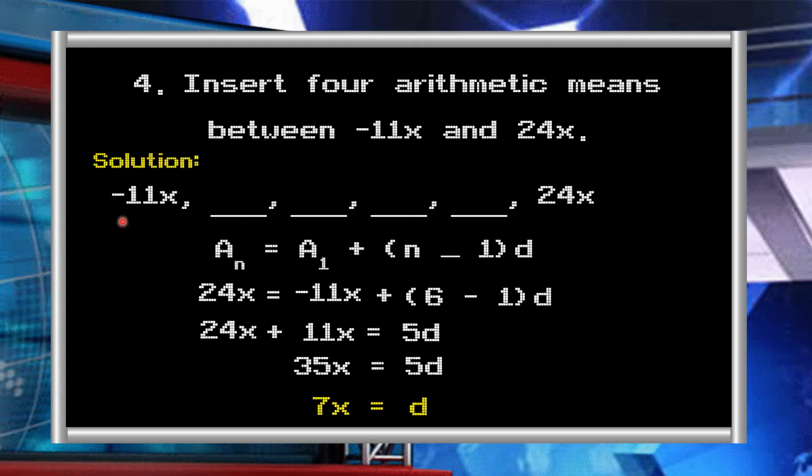So, let's see. Negative 11x plus 7x. So, we have negative 4x. Add 7x again here. So, negative 4x plus 7x. Therefore, we have 3x. And 3x plus 7x, we have 10x. 10x plus 7x, we have 17x. And to check if our answer is correct, we just have to add 7x again to 17x. Therefore, we have 24x.